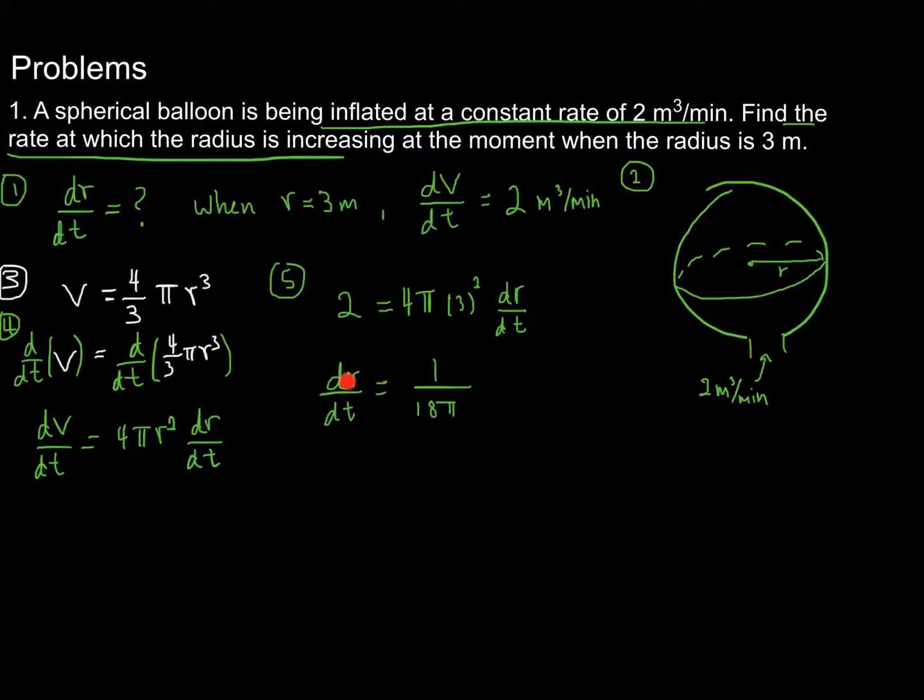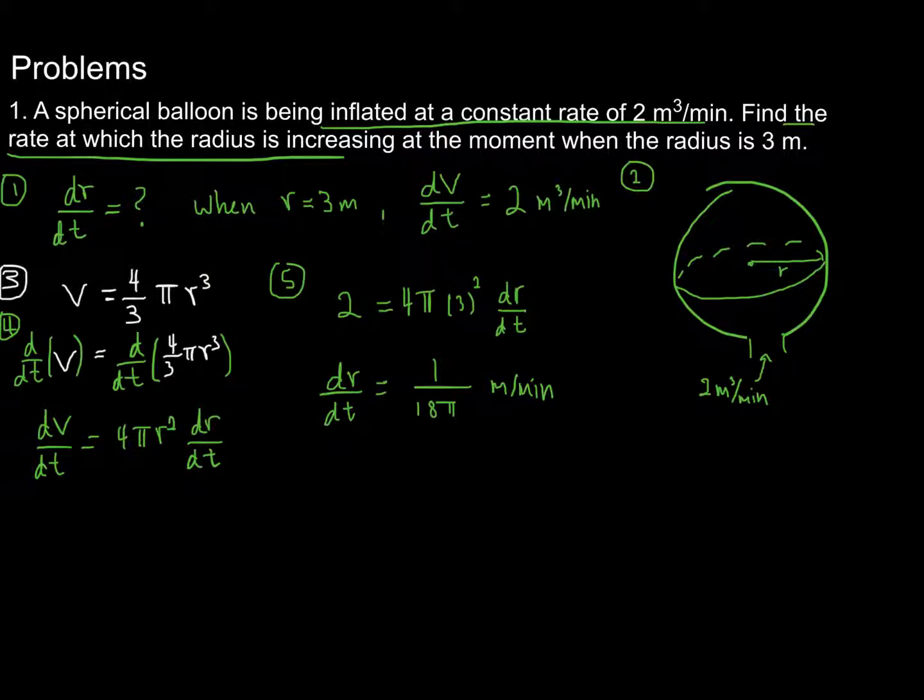So this is the rate at which the radius is changing with respect to time. And now I've got to make sure I've got my units correct. I know that the radius is being measured in meters and that time is being measured in minutes. So this is going to be meters per minute.